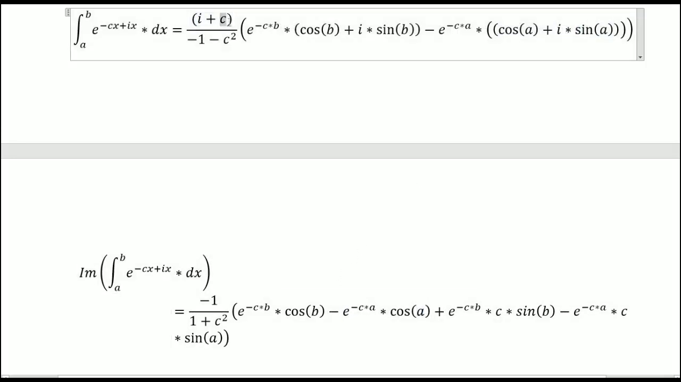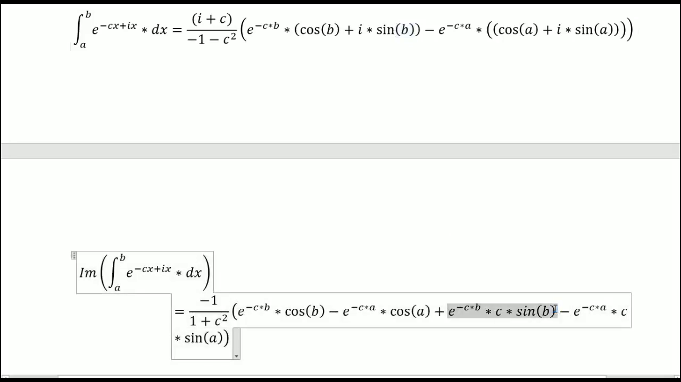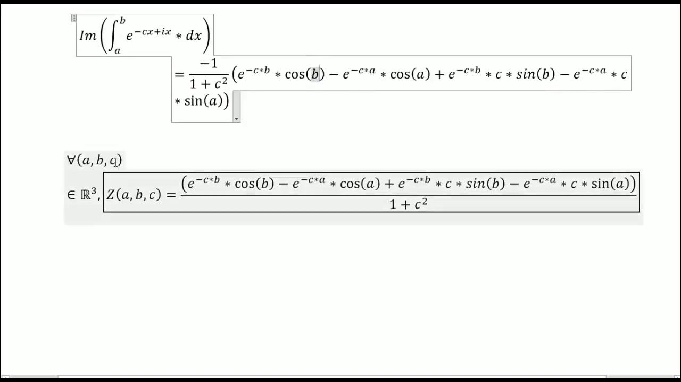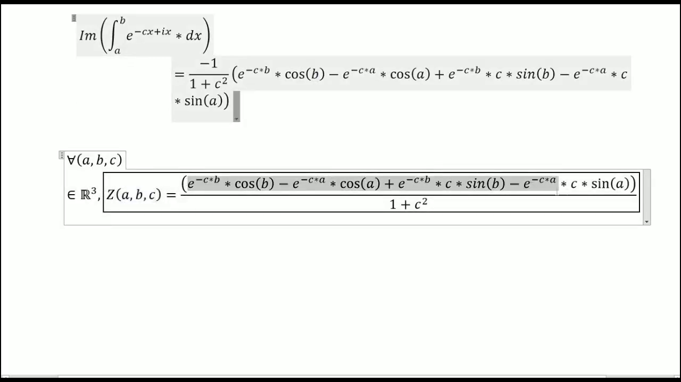And then we have a constant c that is real. So we have this factorized by constant. We have this that is real, so real times real is real, so we don't care about it. And we have this real times this imaginary, so it's imaginary, so we put it here, and then we have the same thing here. So we have the result for all a, b, c in R cubed. The integral from a to b equals this. And then that's it, we've solved it.